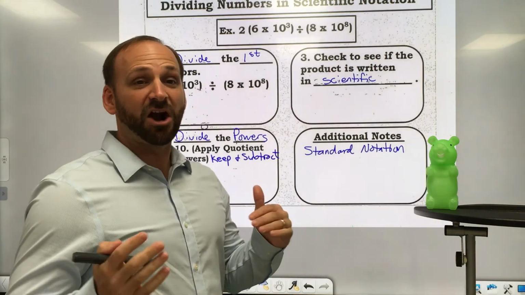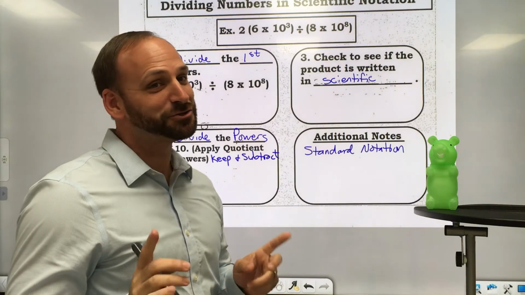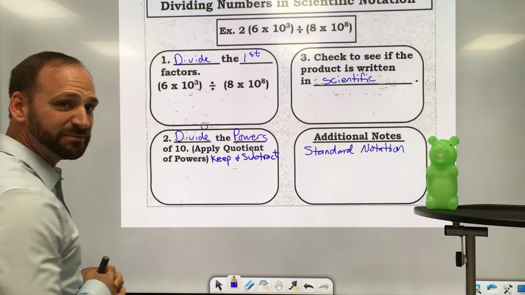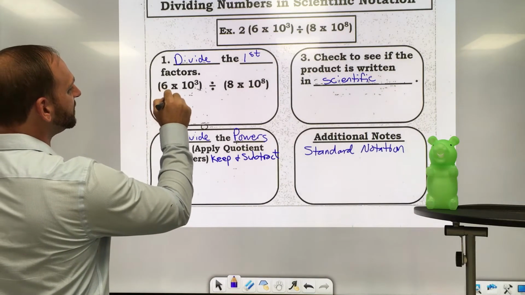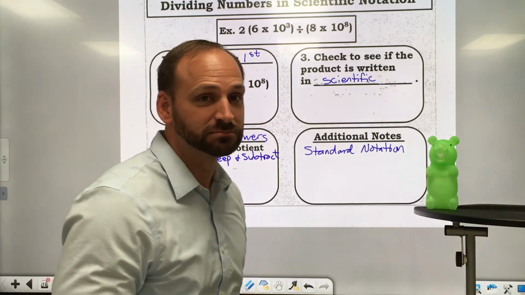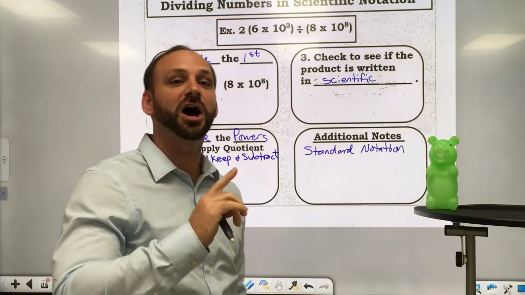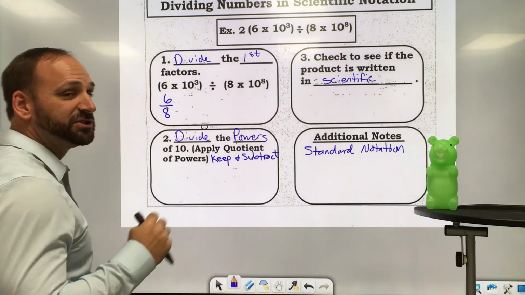Let's take a look at our final example, and this one can be tricky, so stay with me. Same steps, we're going to divide our first 2 factors, but as you can already see, 6 does not divide into 8. 8 does not go into 6 evenly. 6 divided by 8.